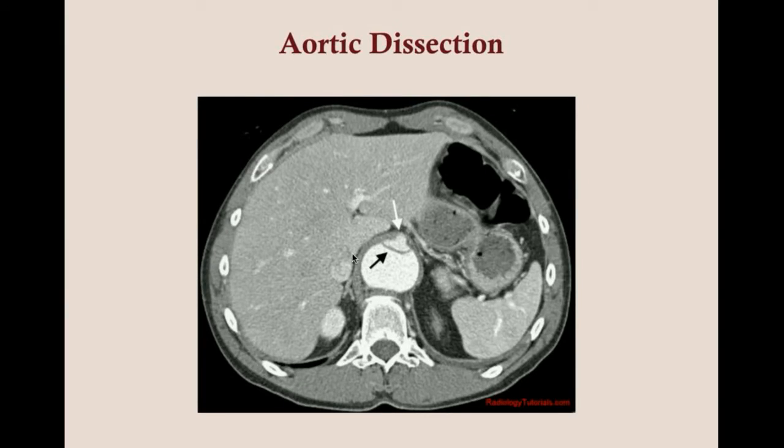Okay, so here's another one. This one looks like it's about to rupture. So here's your aorta, here's your intimal flap, and here's your blood underneath the flap. And look, we don't have much space here. We don't have much wall. So we're about to have a rupture here. So you can see how this is a big deal. Aortic dissection is not something to play around with.